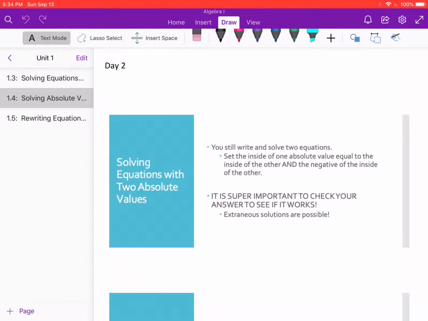We set one side of the absolute value equal to the inside of the other and the negative of the inside of the other. So we'll see what that means here in a minute. But one note is that it's super important to check your work or check your answer to see if it works. So we have what's called an extraneous solution, and if we look in the word extraneous, we see extra. That means it's an extra answer that mathematically, when we solve it, it's fine, but when we plug it back into the original, it does not work. So that's technically not a solution. So let's see what this looks like.